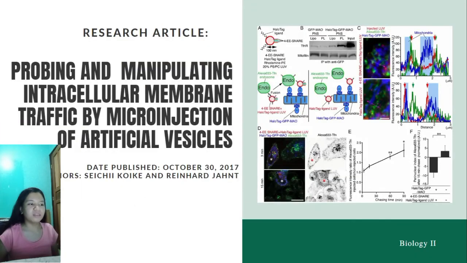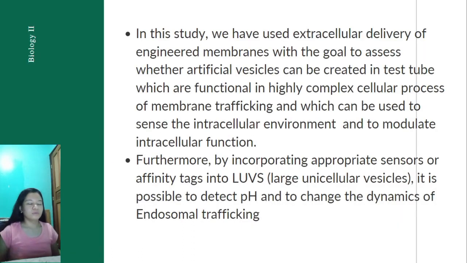Proceed to our research article, which is probing and manipulating intracellular membrane traffic by microinjection of artificial vesicles. So, in this study, yung mga researchers, gumamit sila ng extracellular delivery of engineered membranes with the goal to assess whether yung mga artificial vesicles or yung mga nanoparticles can be created in test tube. Yung meaning na yung mga artificial vesicles are functional daw in highly complex cellular process of membrane trafficking and which can be used to sense the intracellular environment and to modulate intracellular function.